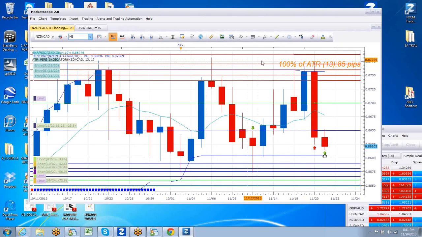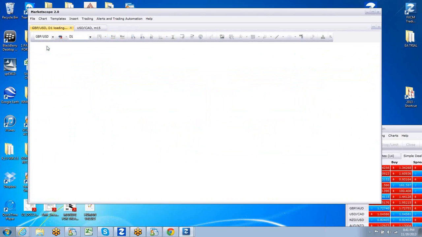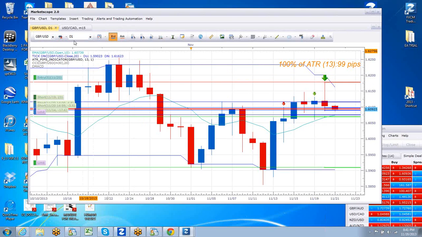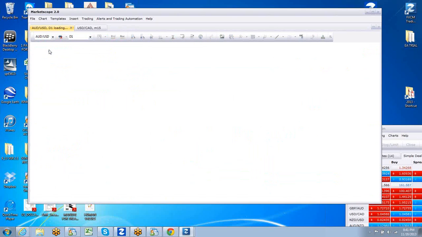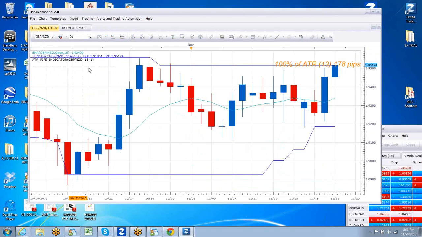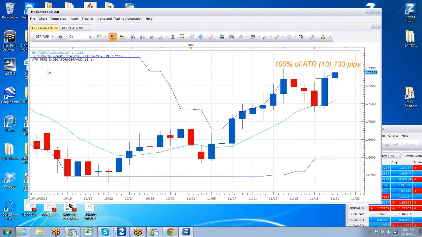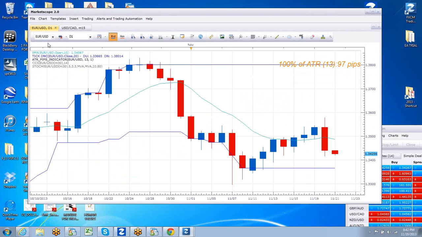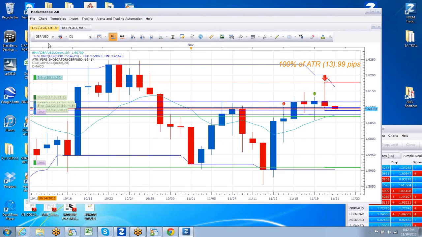So this is 80. This is ATR pips. 85 pips is for New Zealand CAD. If I go to GBP USD, it's 99. If I go to AUD USD, it's 83. GBP New Zealand is 178 pips, too high. Euro USD is much less, only 100 pips. Even the GBP USD is also 100 pips.